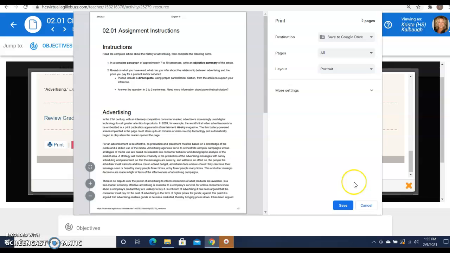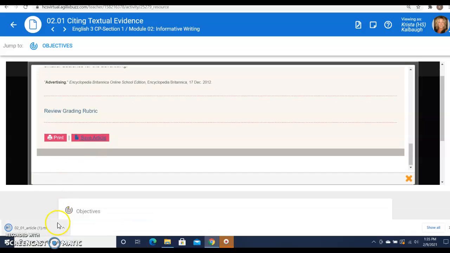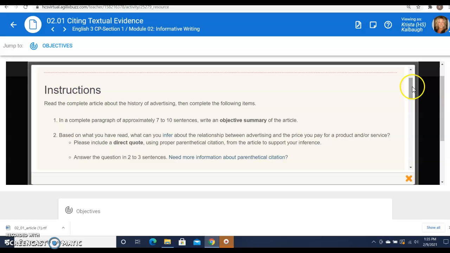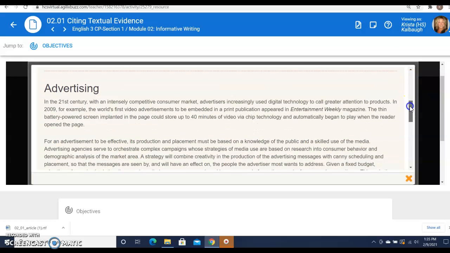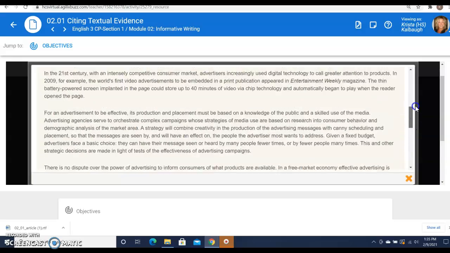And you can also highlight and do a marking the text or a reading strategy that you have used. If you do save article, it will do the same, but it will give you the option to do it in a Microsoft Word document. All right. So you need to read this article. I'm not going to read it to you. It's very short.